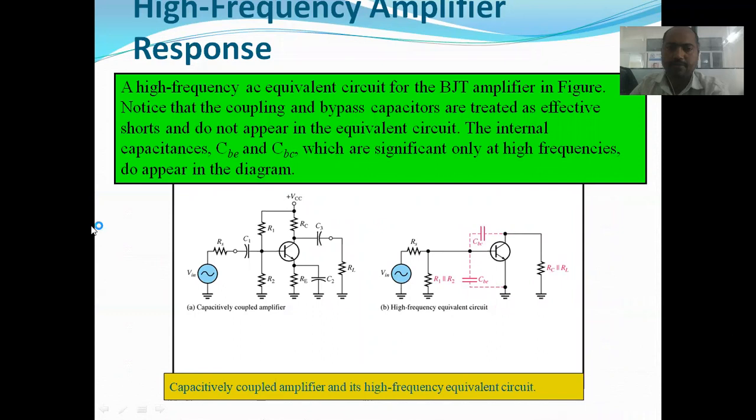This is the part of revision. Now we will see the high frequency amplifier response. This is the part we are going to study now. See, high frequency indicates what? We have seen the transistor.